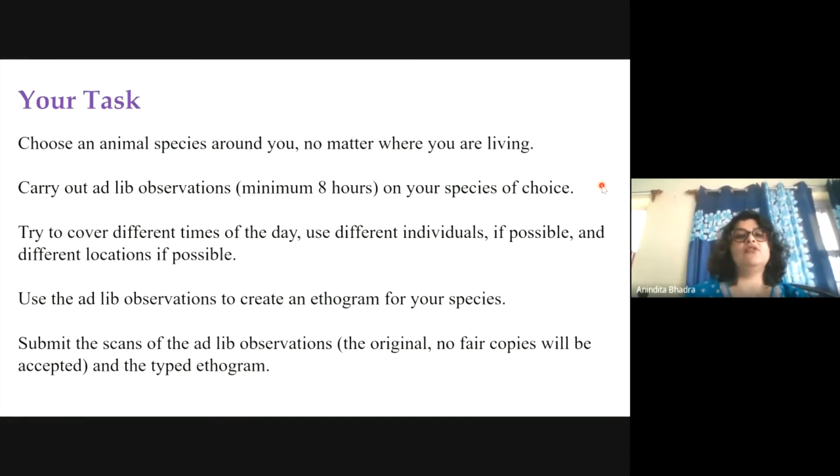Your task is to choose an animal in and around your house where it is safe to observe for you, carry out a minimum of 8 hours of ad libitum. And this minimum of 8 hours of ad libitum can be broken into short spells, long spells, whenever you're free, you're getting bored, no classes, anytime. As I said, there are no rules for that. If possible, cover different times of the day, use different individuals, if possible, different locations. But all of this is, if possible, none of this is written in stone.